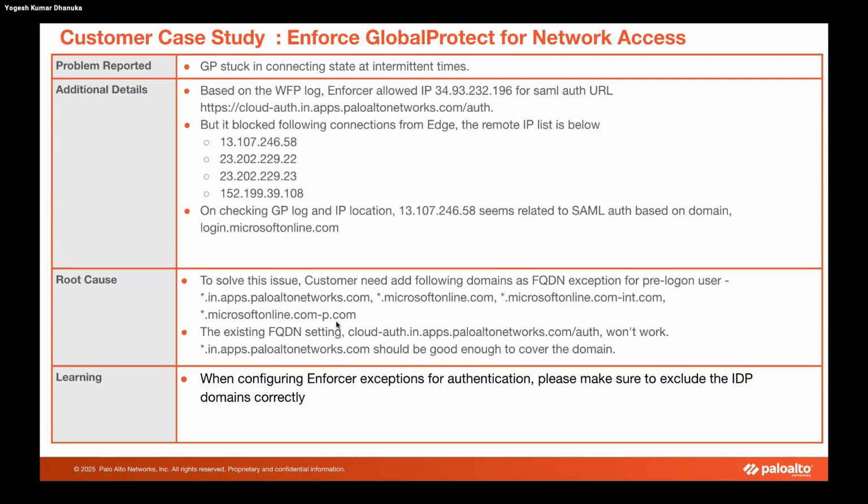which made sure that when the GlobalProtect does the redirection, be it the embedded browser or, let's say, the default browser, which was Edge in this case, when the SAML redirection is happening, the enforcer is in play. It's blocking the connection, but it is allowing all the connections to those Microsoft domains, which are needed for the user to successfully authenticate and enter their credentials.